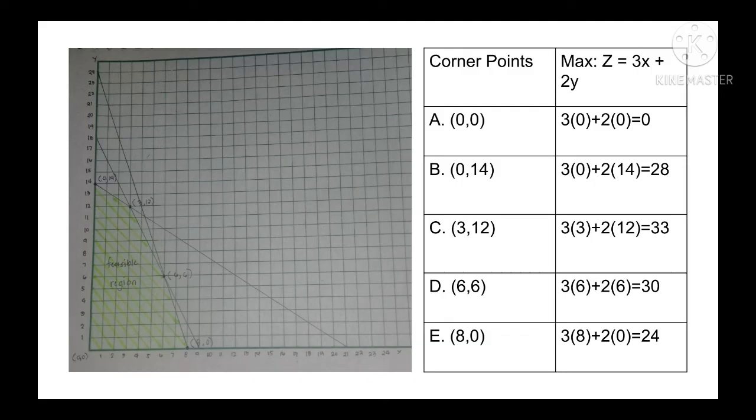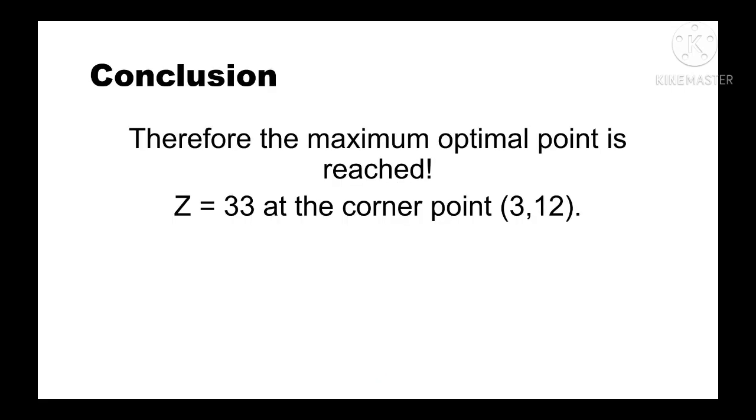Now, let's solve the maximization equation, which is z equals 3x plus 2y. To solve the points, we have A is 0, B is 28, C is 33, D is 30, and E is 24. Therefore, the maximum optimal point is reached. Z is equal to 33 at the corner point (3, 12).